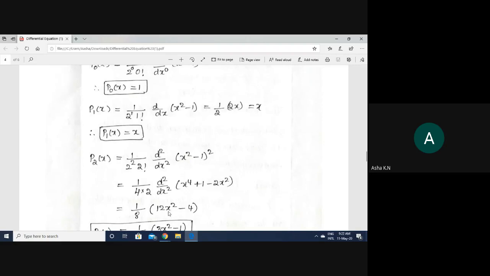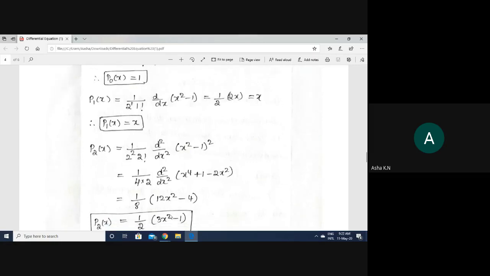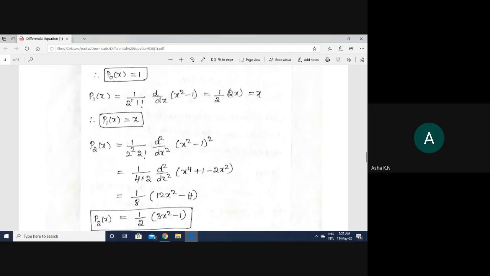Okay, 2 times differentiation. And here 4 is a common factor. You can cancel that 4 with the denominator 8 and you will get 1 by 2 into 3x square minus 1. Okay, this is our P2 of x.